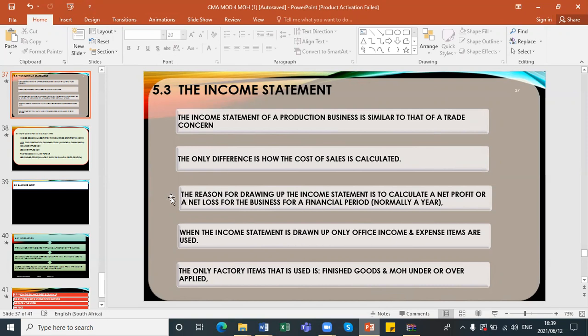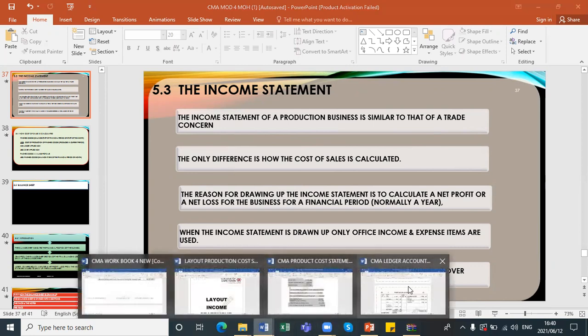Now, why do you draw up an income statement? It is to calculate if the business made a net profit or loss for a financial year, normally for a financial period, or you can even draw it up for a month or two. When the income statement is drawn up, only office income and office expenses are used. The only factory items used are finished goods and MOH under or over applied.